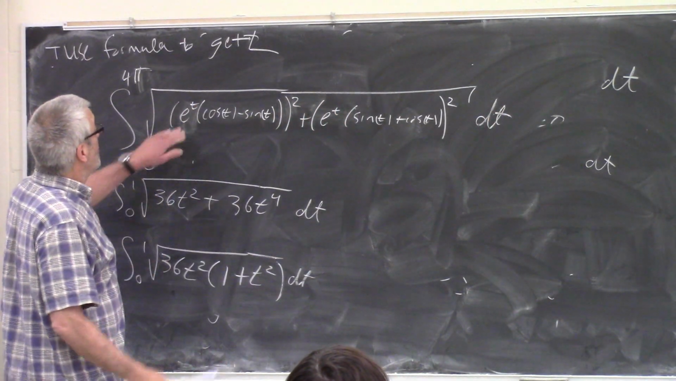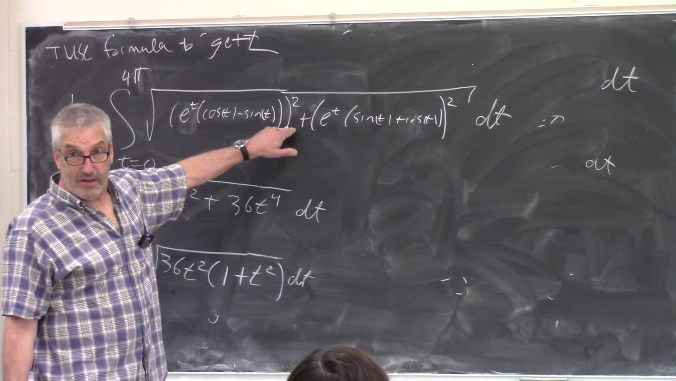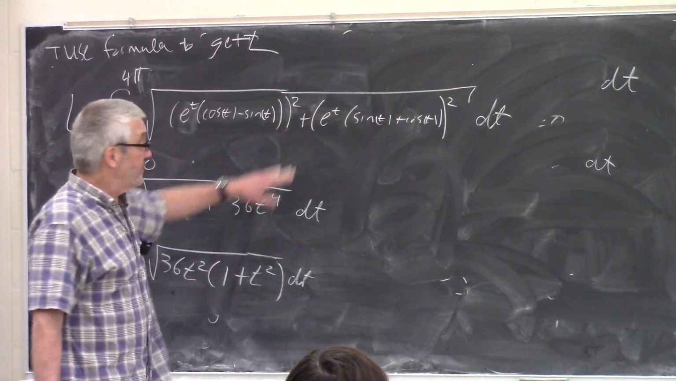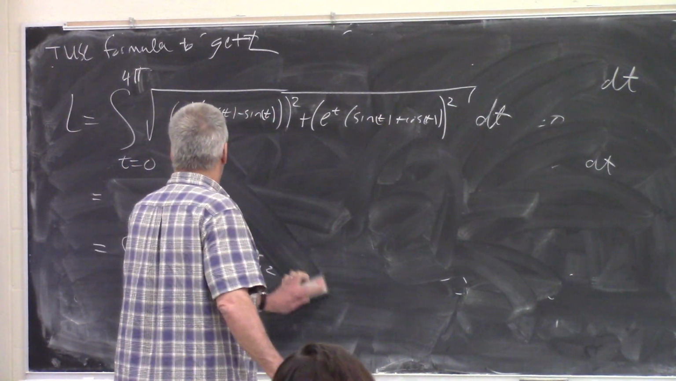But look, each of these terms has an e to the t. It's being squared, so there's going to be an e to the t squared on both of these terms. So I can pull that out front.